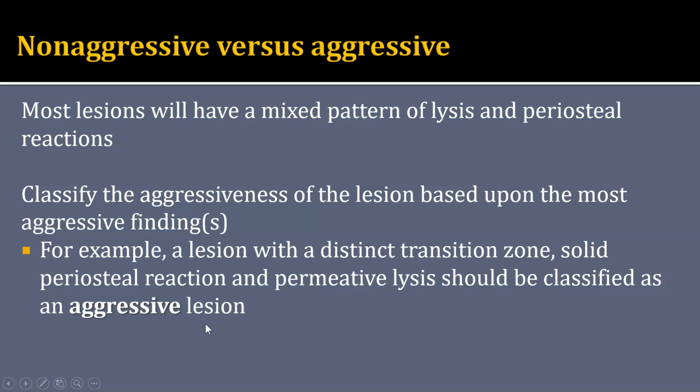So the distinct or short transition zone is a non-aggressive finding. The solid periosteal reaction is a non-aggressive finding, but the permeative lysis is definitely an aggressive finding. So the entirety of the lesion will be an aggressive lesion.